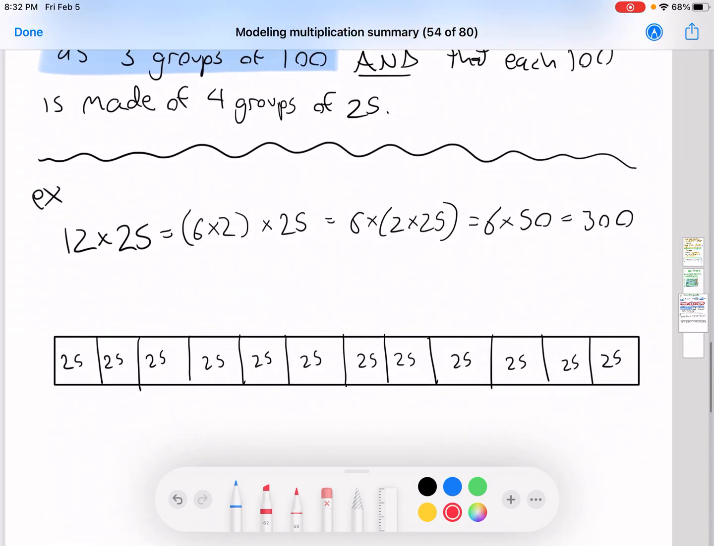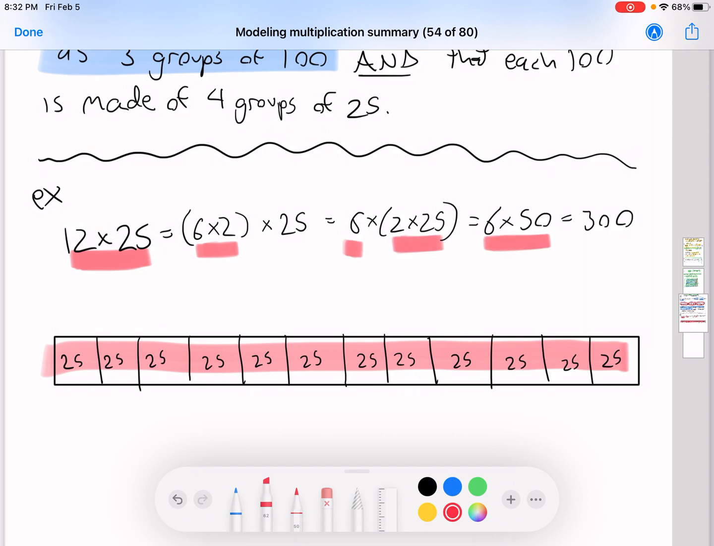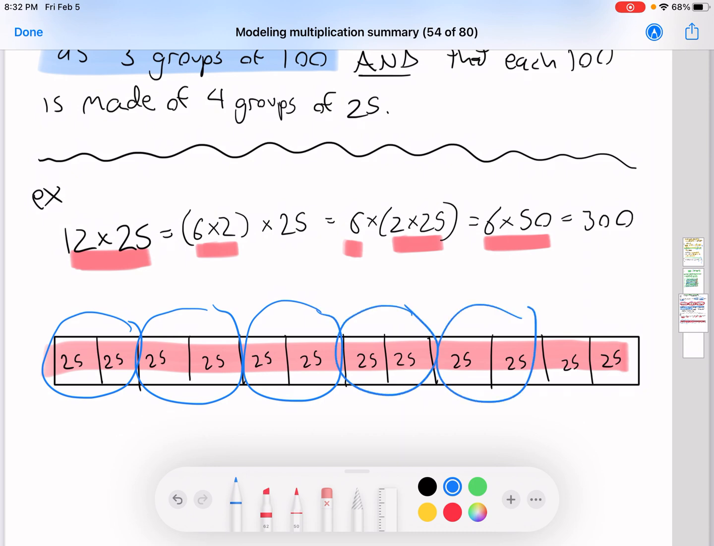Now, same problem, 12 times 25, but I want to choose to group it differently. So yes, there are 12 groups of 25 here, but I'm going to turn my 12 into 6 times 2. And then I'm going to make that 6 times 2 times 25, which is the same thing as 6 times 50. And so I should have 6 50s, and that will happen if I group these by 2. Now when I look at this, hopefully I have 6 50s, 50, 50, 50, 50, 50, 50. And each 50 is 2 25s.